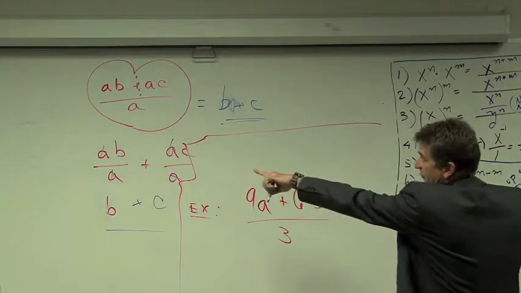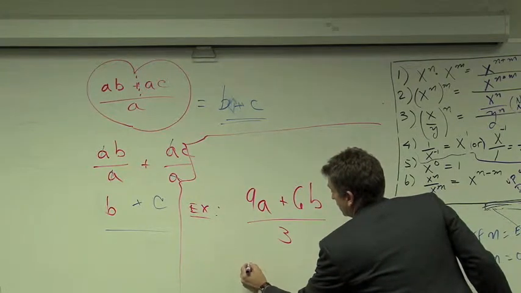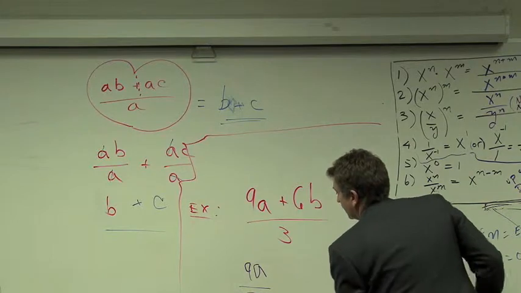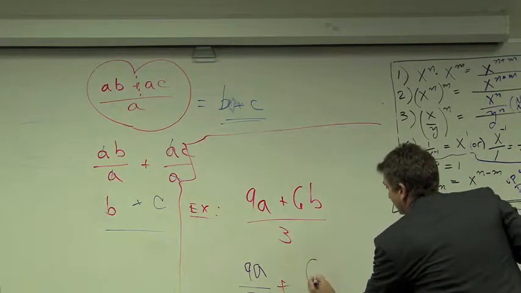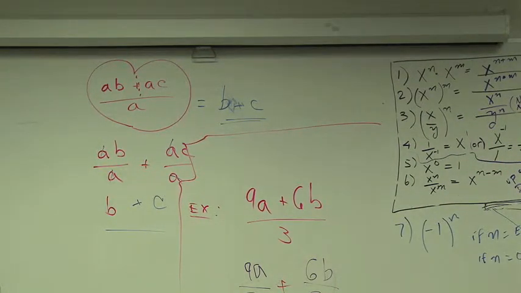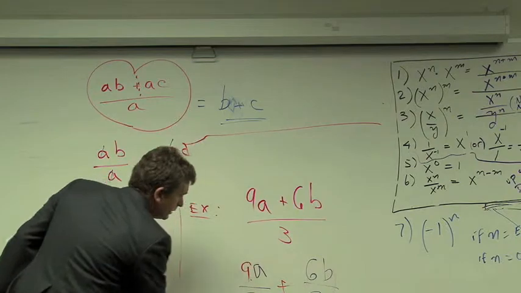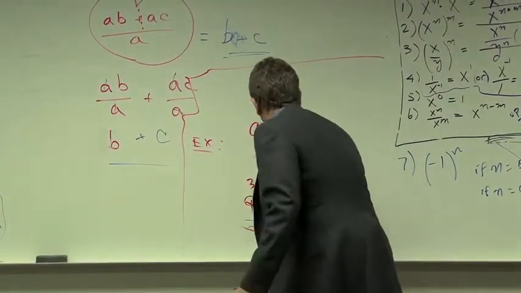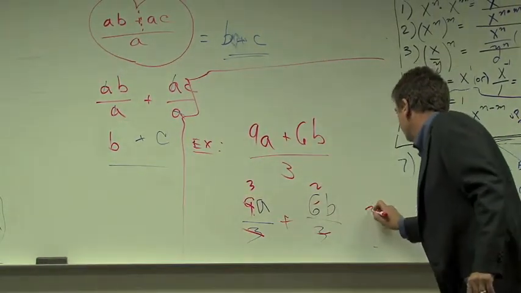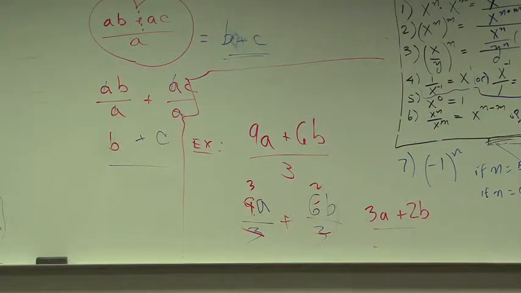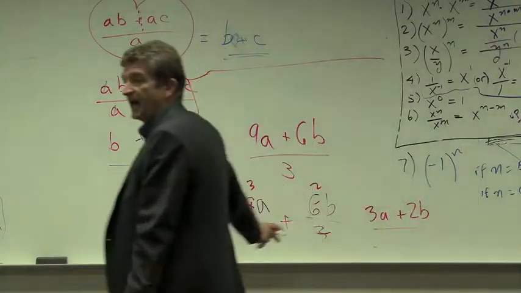Well, let's do the steps. Let's do the first step. So what's the first step going to be? I'm going to get 9A all over 3 plus 6B all over 3. Right? So my 3 goes into that, my 3 goes into that. This goes 3 times. This goes twice. So what's my result is 3A plus 2B. Everybody see how I got there?